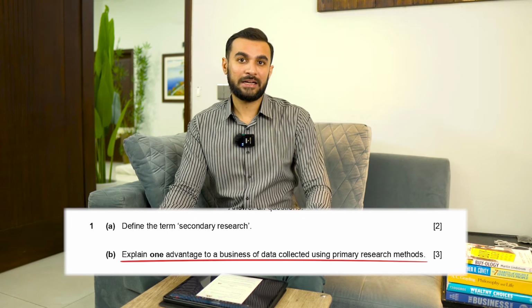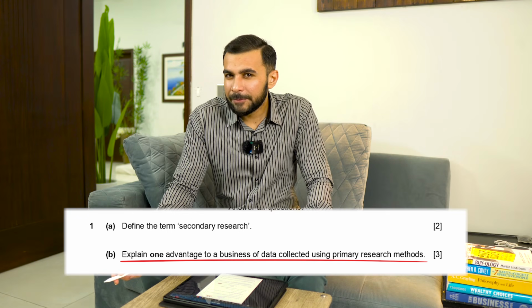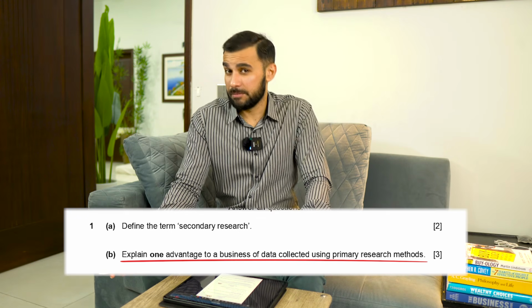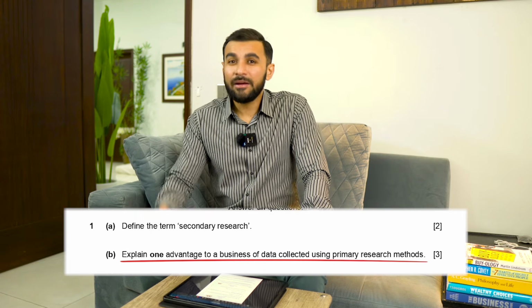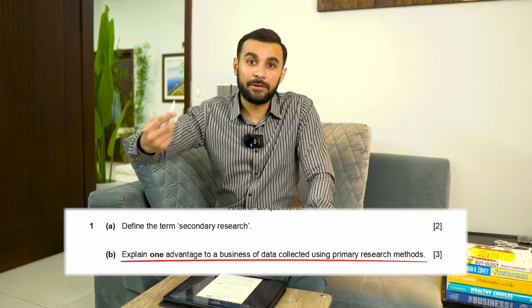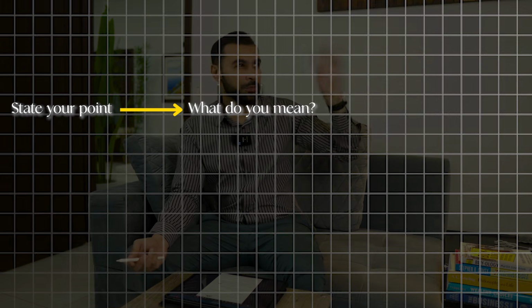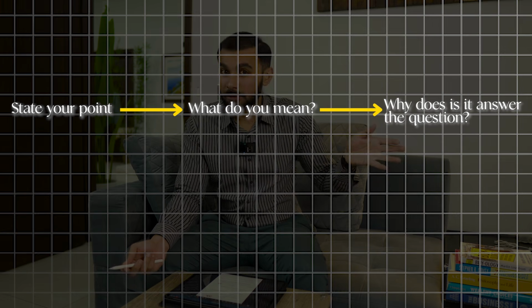and then I explain it: what do you mean by this point? What do you mean that the data would be up to date according to the market? And why would this answer this question? Why would this be an advantage for the business? So whatever point you state in a 3 marker, you ask yourself 2 questions: what do you mean by this point, and why is this point an answer to this question?